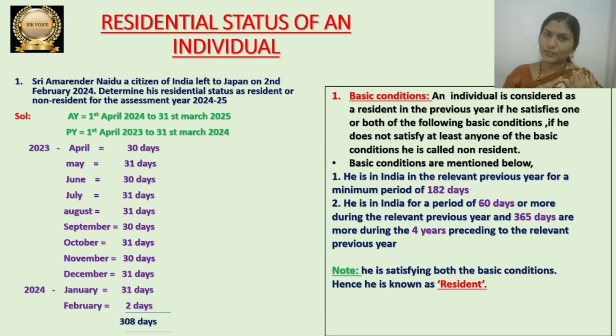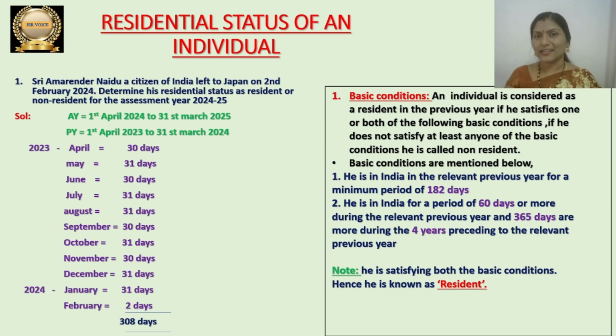He was in India during the previous year for more than 60 days. He stayed for 308 days, which is more than 60 days. And he is satisfying the 365 days condition also. So the second one is also satisfied. He is satisfying the first condition, that 182 days, and the second condition also. If he satisfies one condition, then we can determine that he is a resident. But here he is satisfying both, and if he satisfies both also, he is a resident. That is why I have given the note: he is satisfying both the basic conditions, hence he is known as a resident.